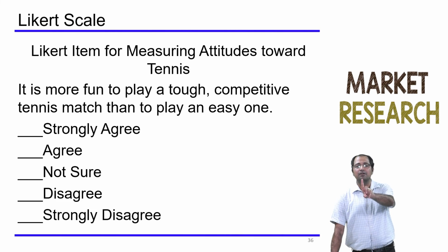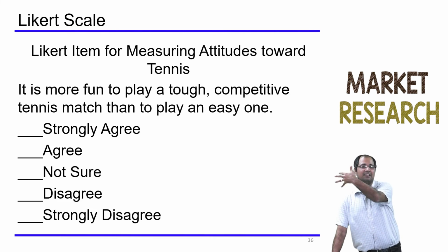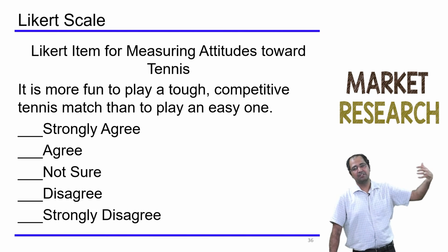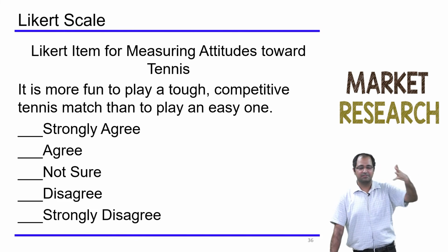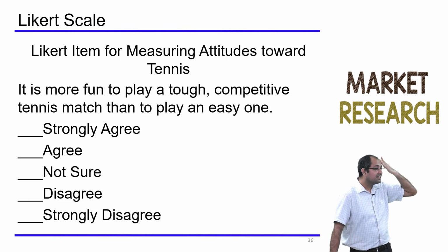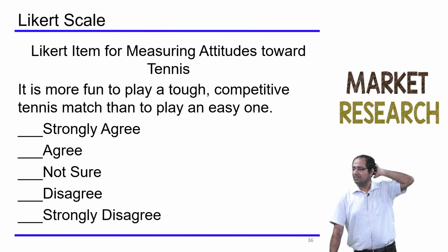Then it will be called a single item Likert. The Likert format of answering is strongly agree to strongly disagree, 5-point scale, 7-point scale. This is Likert. There was a social scientist, I forgot his full name. Second name was Likert, Rensis Likert. So he gave that particular format.